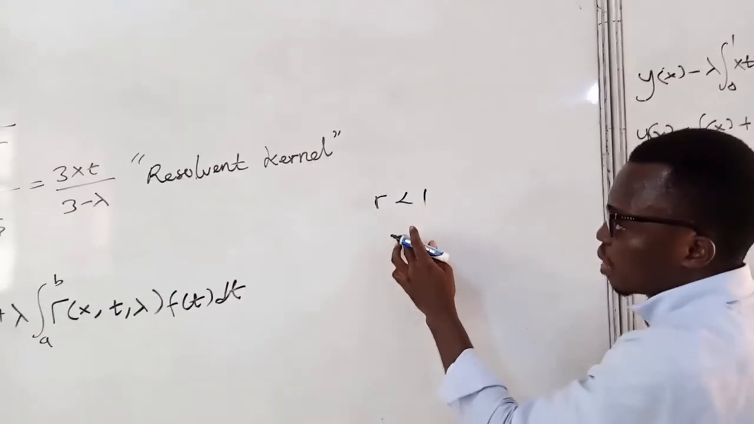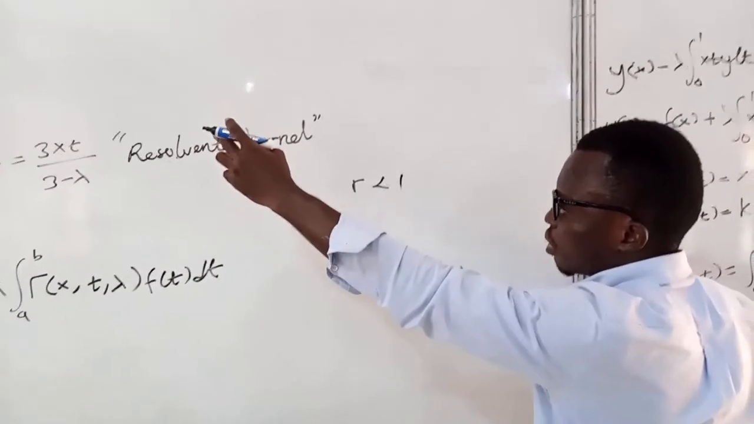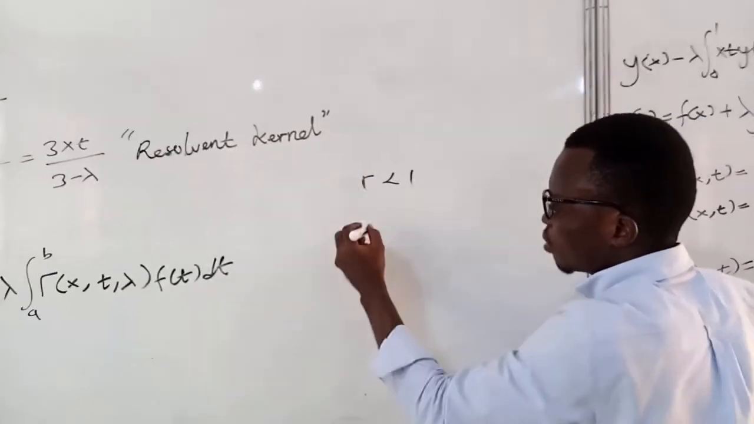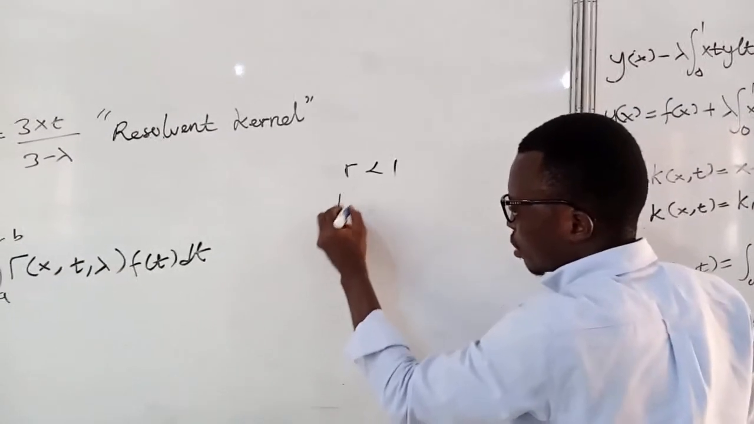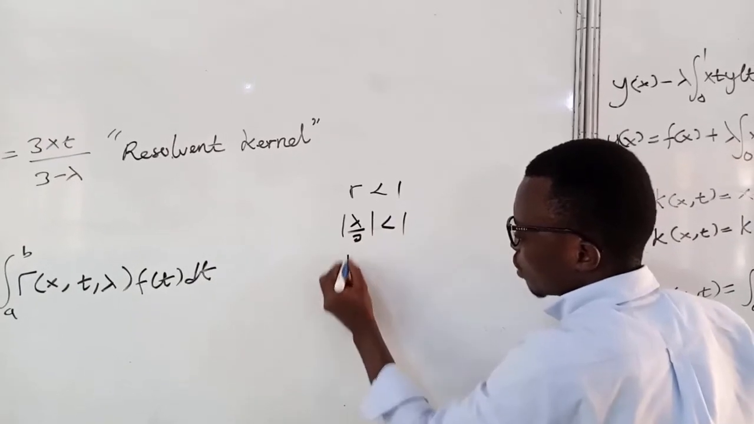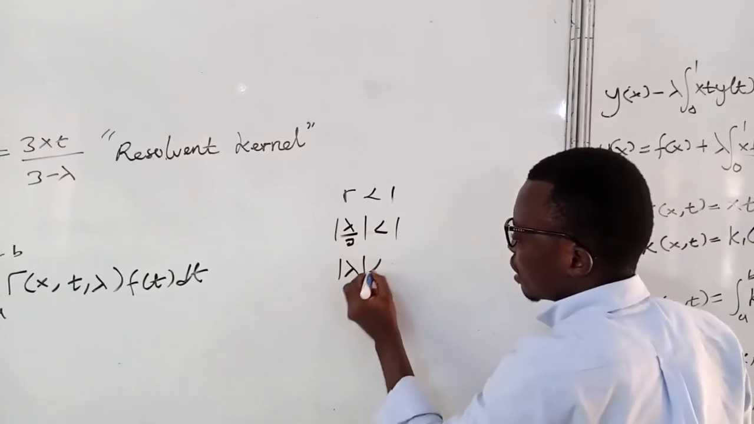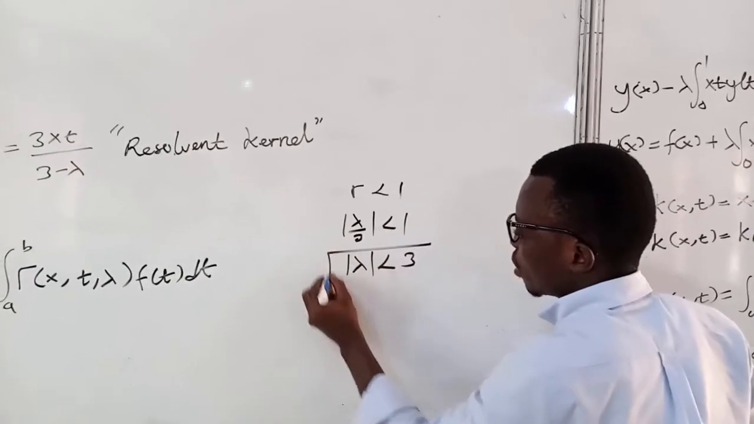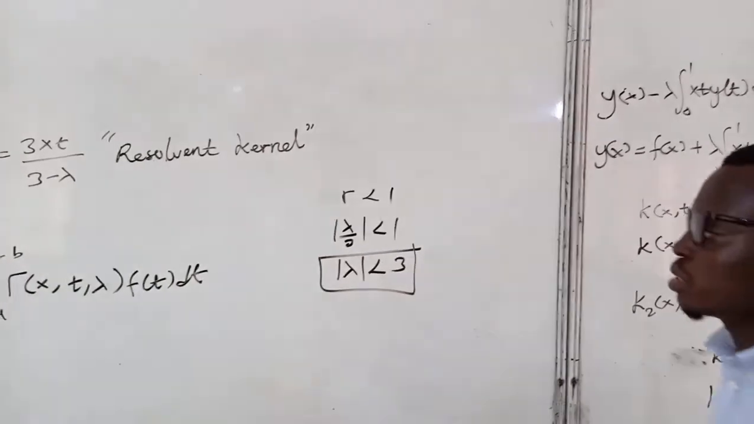If R is less than 1, that means R is given as lambda over 3. So the absolute value of lambda divided by 3 is less than 1. That means the absolute value of lambda is less than 3. So this is our radius of convergence.